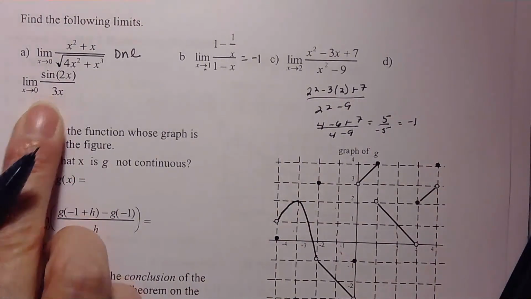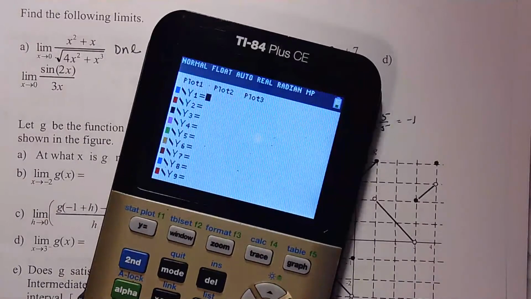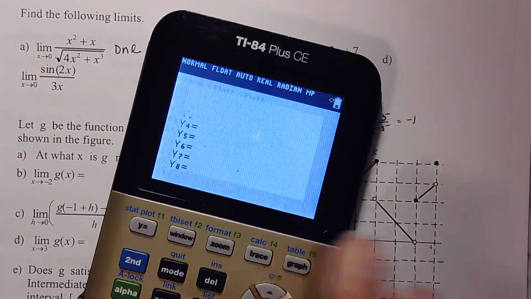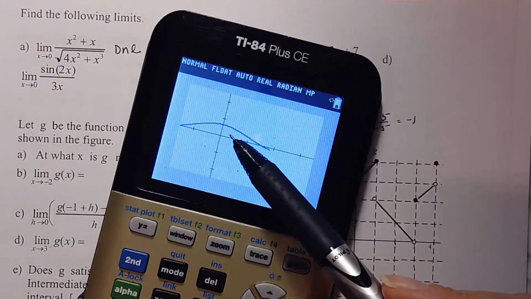And this one here, you're definitely going to have to use your calculator for something like that. So again, in the numerator, you've got the sine of 2x. Again, remember your calculator must be in radian mode, divided by 3x, close the parentheses, hit the graph key, and you can not see the hole there.